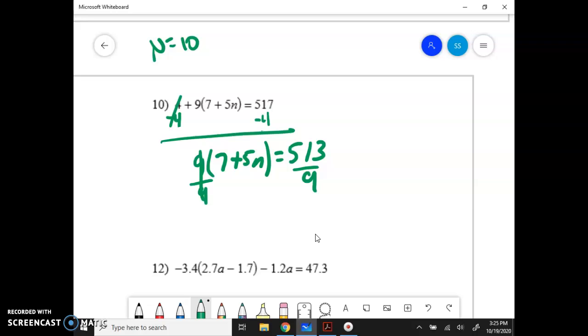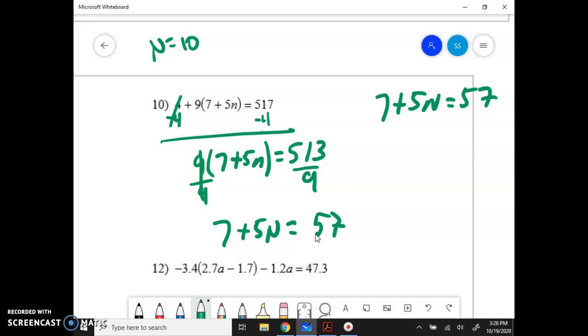And I'm left with 7 plus 5n is equal to, let's see, what's 513 divided by 9? That is 57. And now we can go ahead and solve this two-step equation. I need more room, so I'm going to write it up here. 7 plus 5n is equal to 57. So I'm going to go ahead and get rid of this 7, which is positive because there's no sign out here, right?